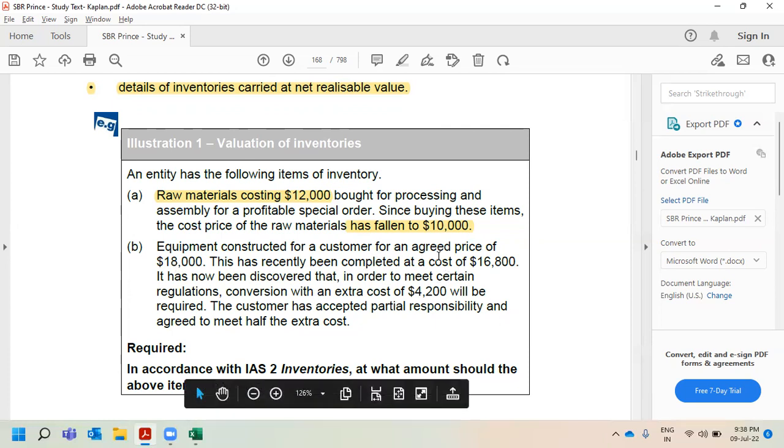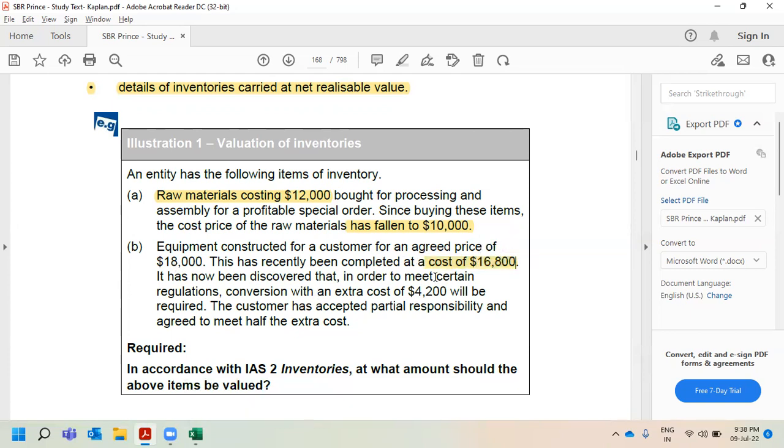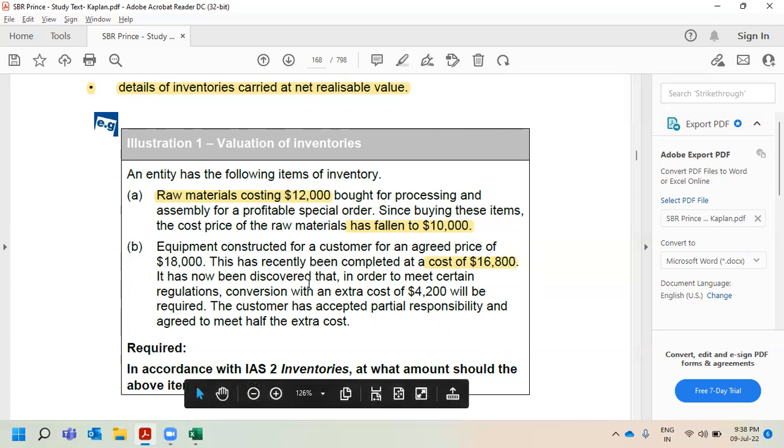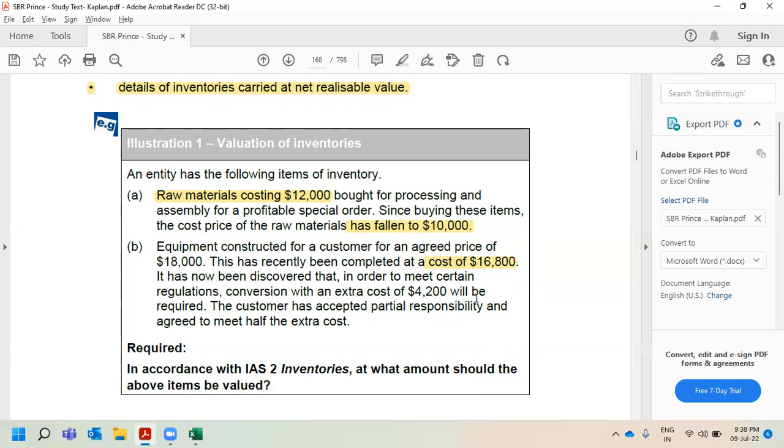We have completed this inventory, manufacturing the 100 glasses at a cost of 16,800. This is our agreed sale price, and the cost we incurred to manufacture the 100 glasses of mango juice is 16,800. But it has now been discovered that to meet certain regulation, conversion with an extra cost of 4,200 will be required.